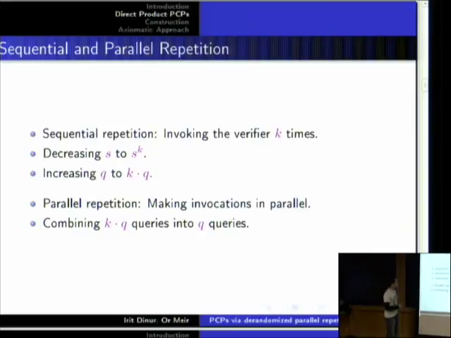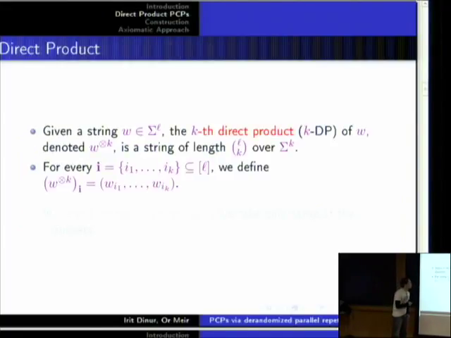okay, so what the parallel repetition says is that instead of making k different invocations of the original verifier, we do them all in parallel. And this is done, I need to introduce the notion of direct products. So let's go to this notion. Okay, so the notion of direct product goes as follows.